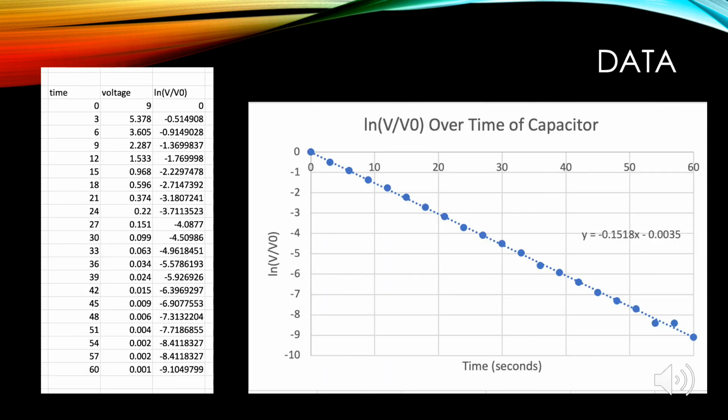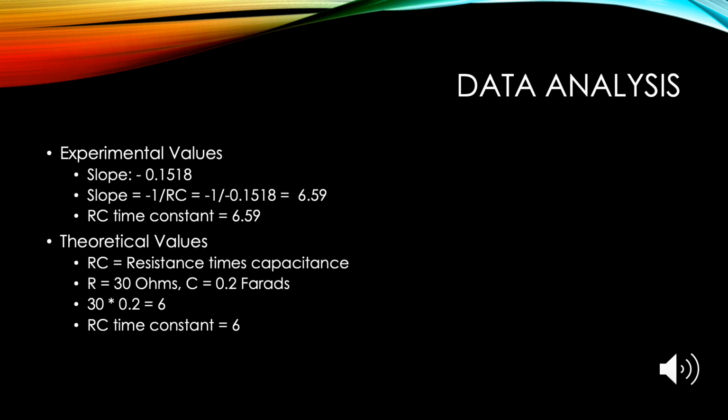Here are my data points for measuring how fast the capacitor was charging. I have data points for the time, every 3 seconds for the first 60 seconds, what the voltage was at that point in time, and then the natural log of the current voltage over the initial voltage, and that data is graphed with a line of best fit shown to the right. Using the experimental values, we were able to calculate that the RC time constant was 6.59, as we used a slope and did -1 over RC and found that time constant.